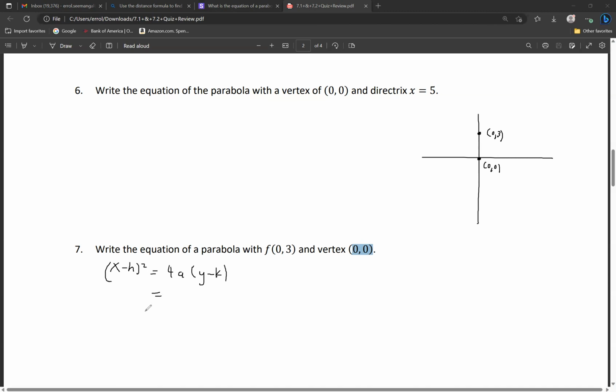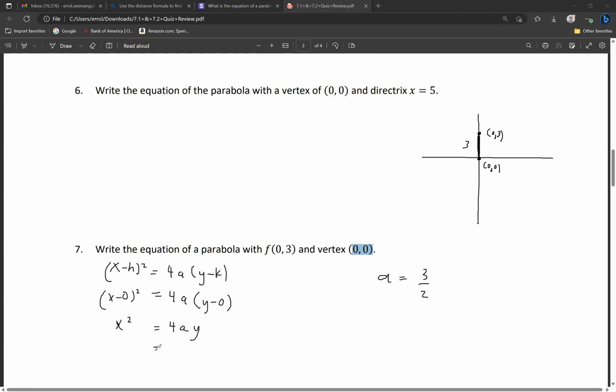Okay, so we know h and k, right? We know that's (0, 0). So x minus 0 squared equals 4 times a times y minus 0. Let's simplify that. That's just x squared, and this is 4ay. All right, so we have to find a. What's this distance right here? 3, right? So I think we just take half of that again. So a would be 1.5 or 3/2.